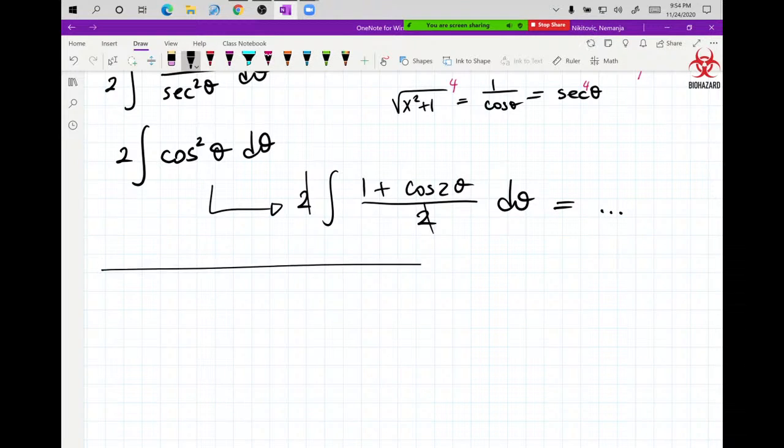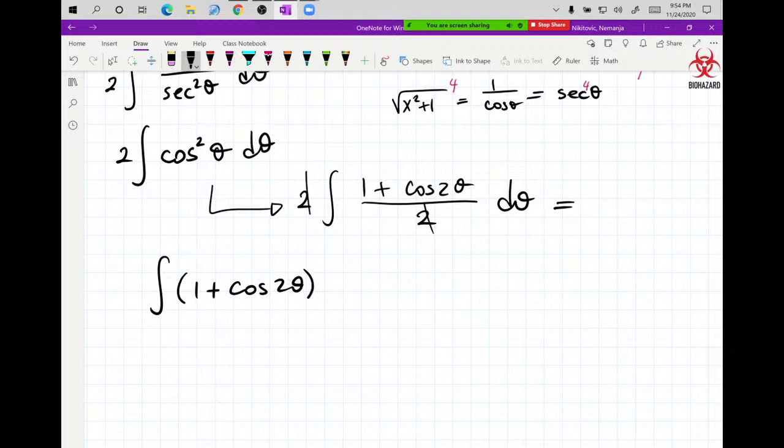I'll put the 3 dots here. You can finish the problem, because now it's just basic integration. Oh, actually, wait, no, let's not do that, because I need to bring it back into x values. So I need to integrate 1 plus cosine 2 theta d theta. The integral of that is theta plus the integral of cosine 2 theta over here. Integral of cosine is sine 2 theta over 2, and then we have the plus c.